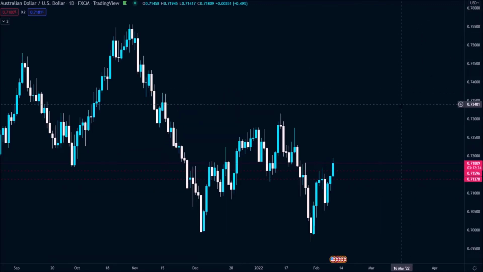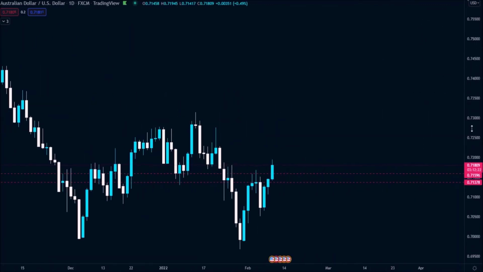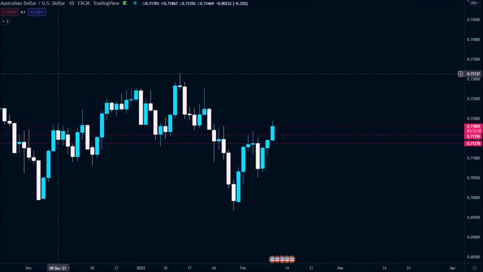Start off with the Aussie dollar daily chart. I did have this support and resistance laid out: support, resistance and resistance. We did have an inside day here. Now it looks like it's breaking out here, so I don't know if this is going to be a deviation, close back below and then look to sell. That's what I am looking for. Let's go down to the H4.